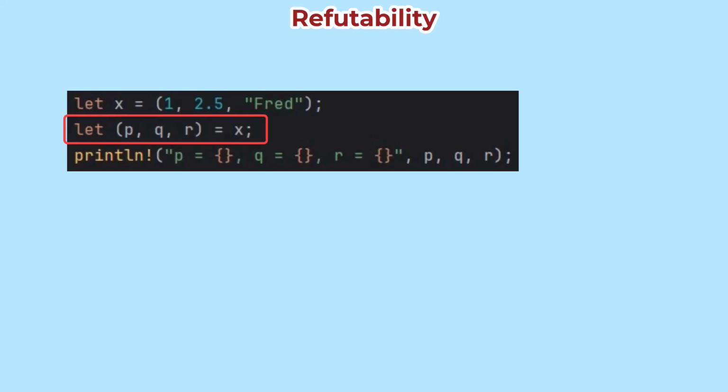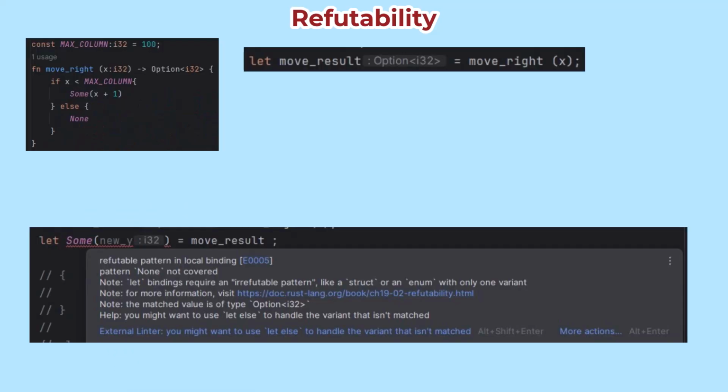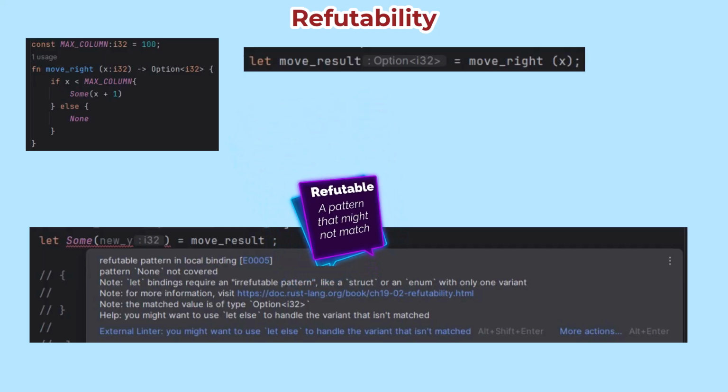That pattern will always match. So we call it irrefutable, and the compiler is quite happy to let us do that. However, with our option example, there's a chance that move result doesn't match sum of something because move result could be none. This makes the pattern refutable, and then you can't use it in a let statement because the compiler's afraid it won't know how to get the value that you're looking for.